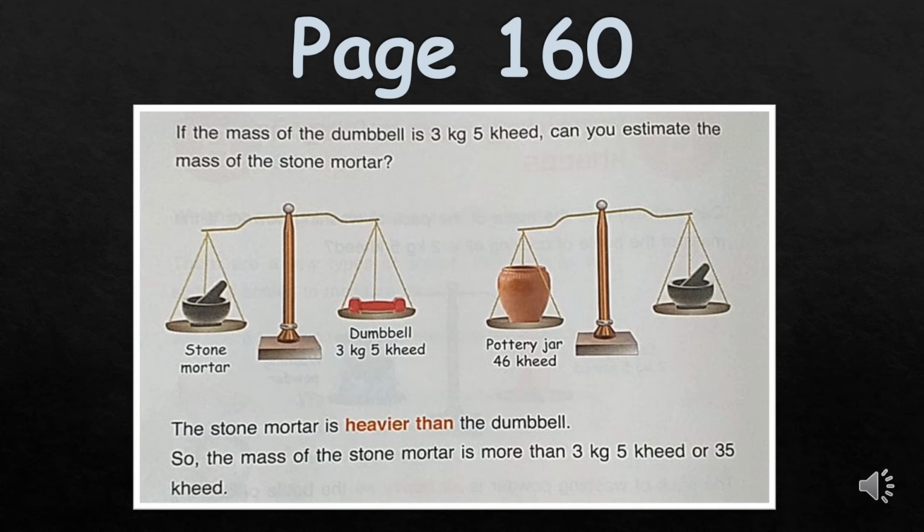Now, another example, a pottery jar. Look at the pottery jar. Now the stone mortar is on the other side. The pottery jar weighs 46 keys, so 4 kilos and 6 keys. And you see now the pottery jar is heavier than the stone mortar. So if we had to guess the weight of the stone mortar, what would you estimate? I would say maybe 4 kilo, because it's more than 3.5, but it's less than 4.6.